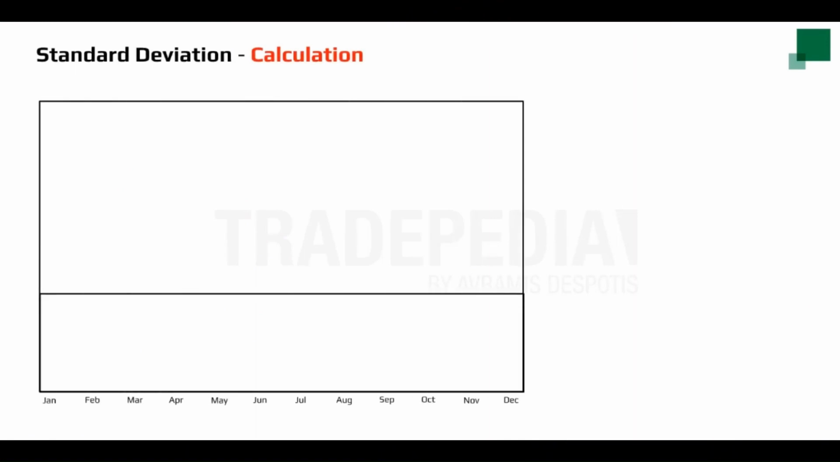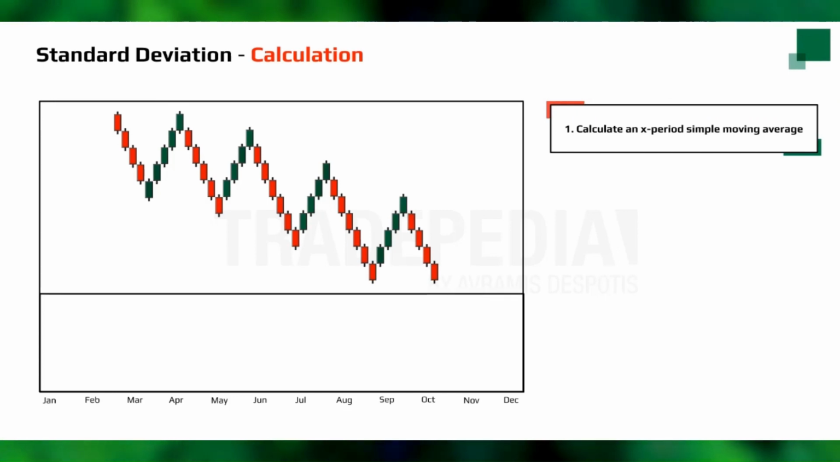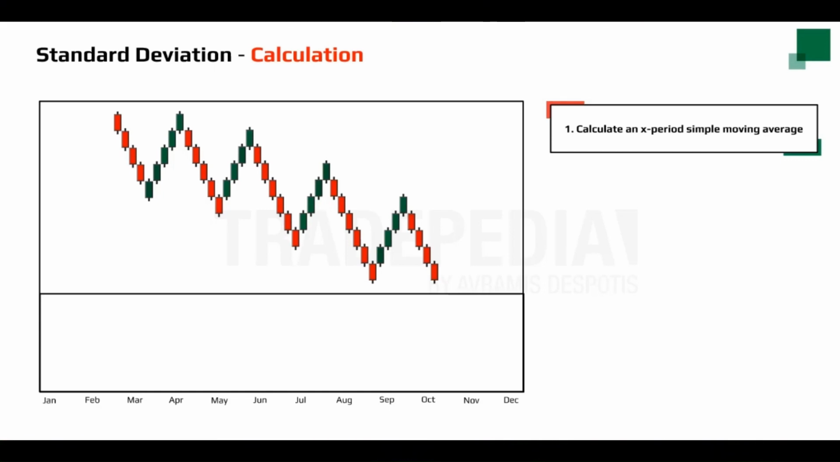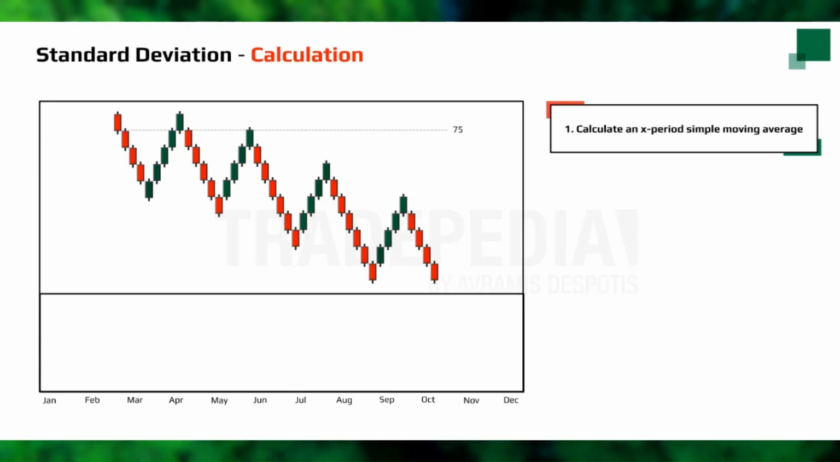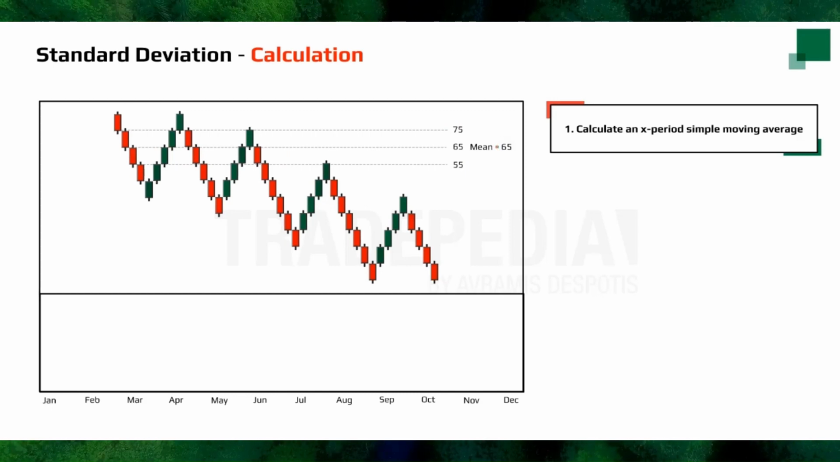To calculate the standard deviation, first calculate an X-period simple moving average. The default period used is 21. However, in our example, we will use a 3-period moving average. Averaging 3 closing prices of 75, 65, and 55 gives us an average of 65.